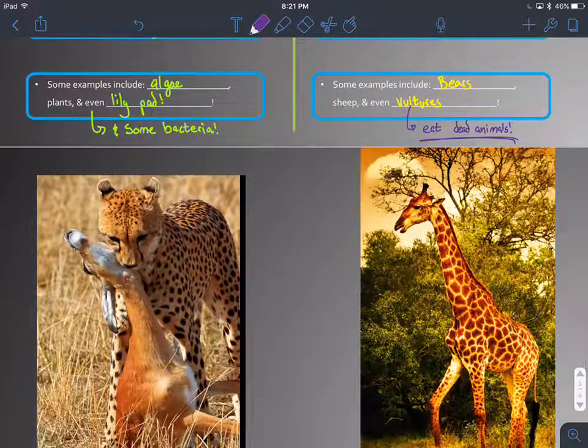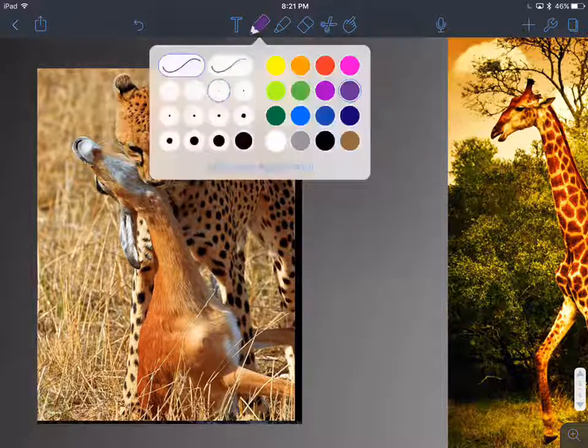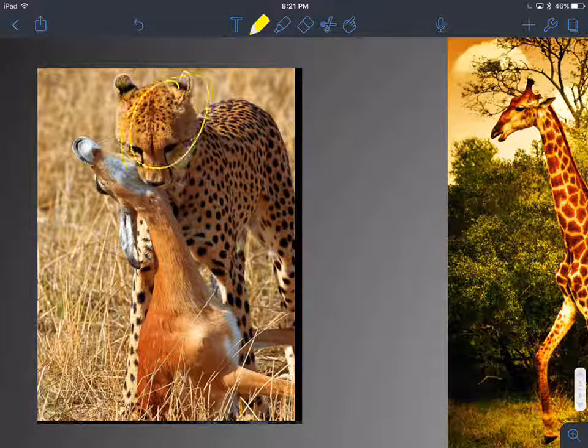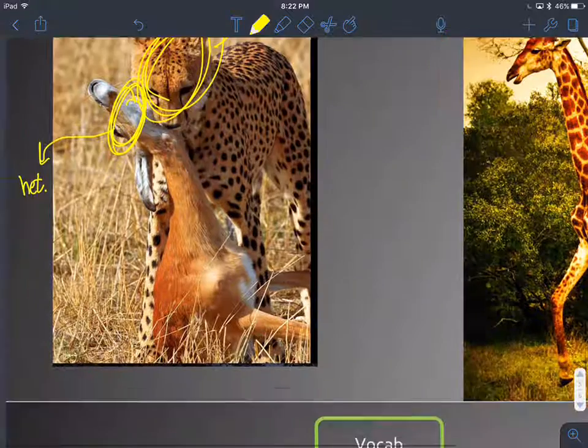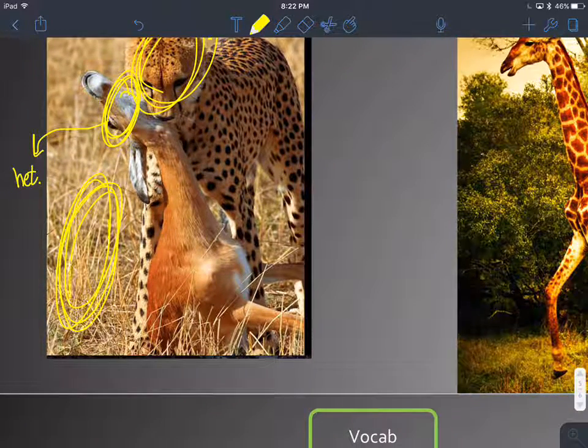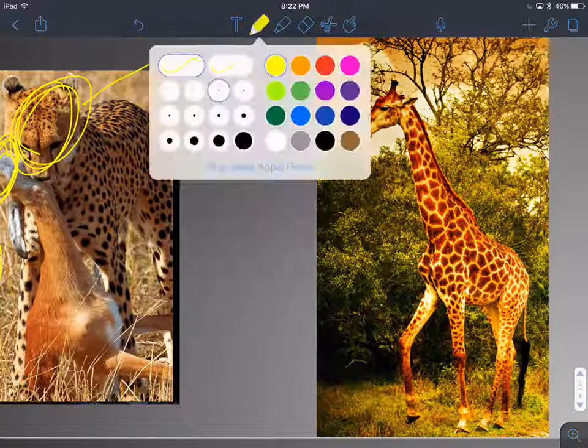So what I have right here are two different photos, and I just want to identify some different things that we're looking at. All right, this cheetah right here, this is a heterotroph. I'm just going to put het, okay? Now, this gazelle that it's eating is actually also a heterotroph. The only autotroph that we actually see in this picture is all this grass in the back.